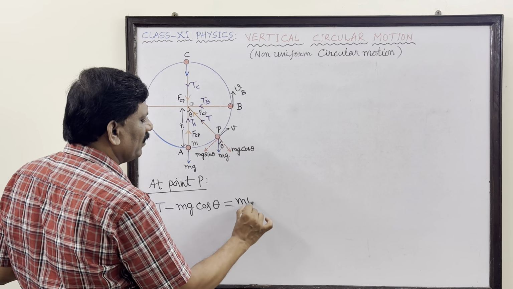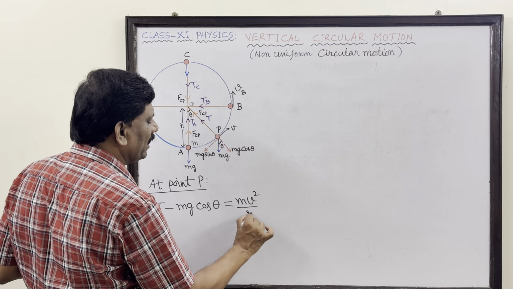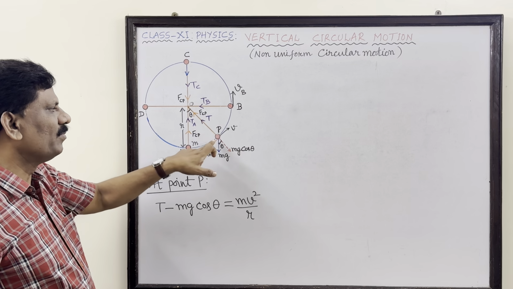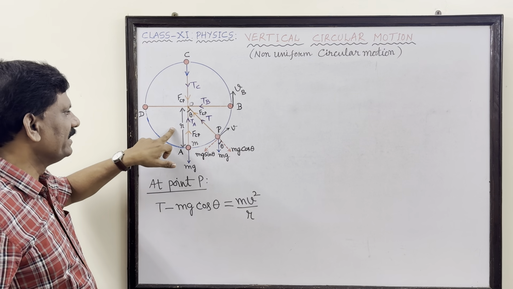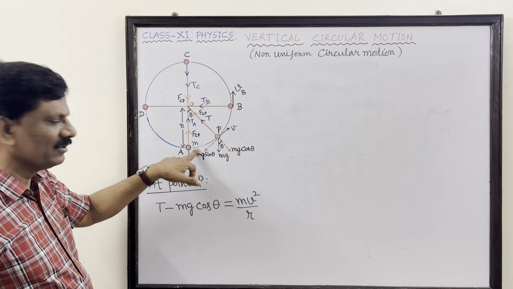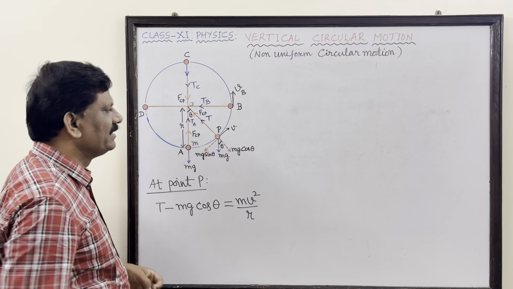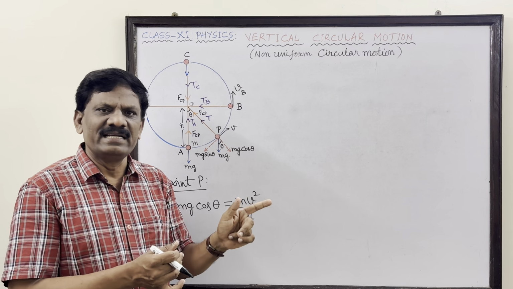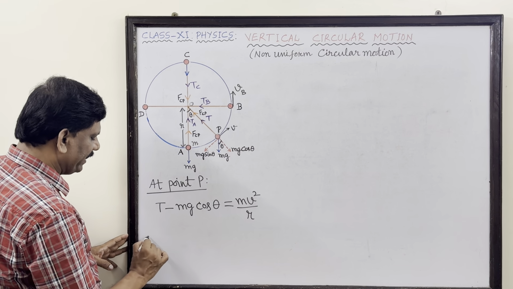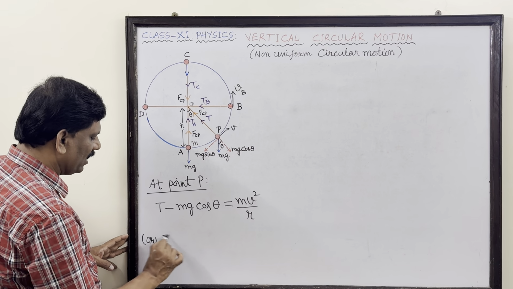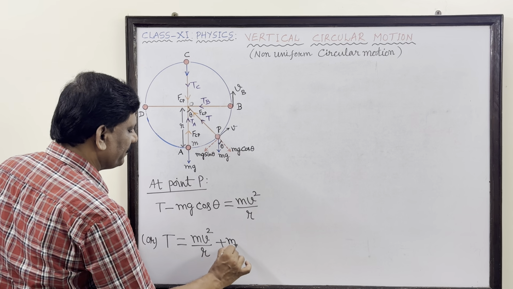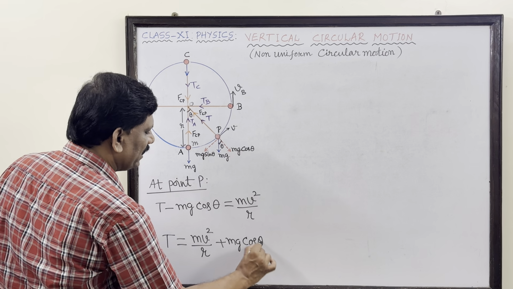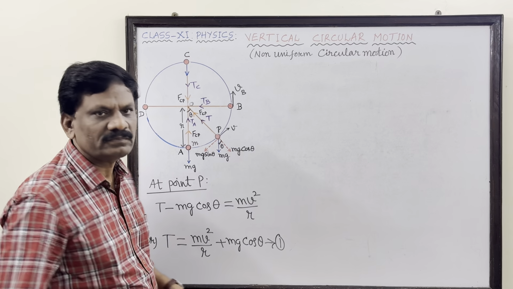So this must be equal to mv square by r, where v is the velocity of the body at point P, r is the radius of the circle, m is the mass of the body. So T minus mg cos theta is the net inward force acting towards the center, which is called a centripetal force. So the same equation I can write in a different form like this: T is equal to mv square by r plus mg cos theta. So this is the required equation 1.